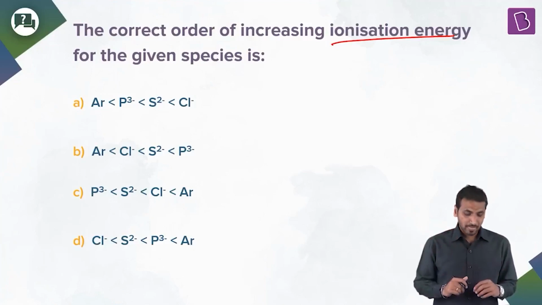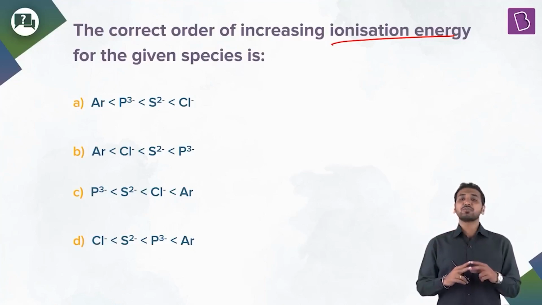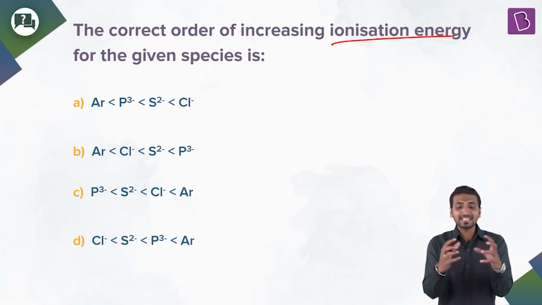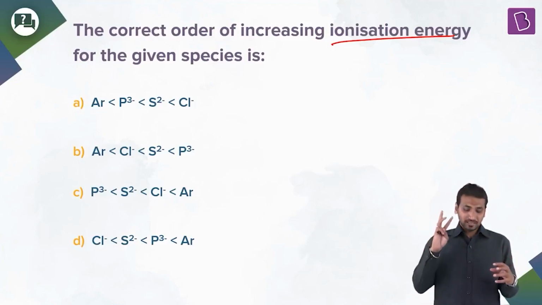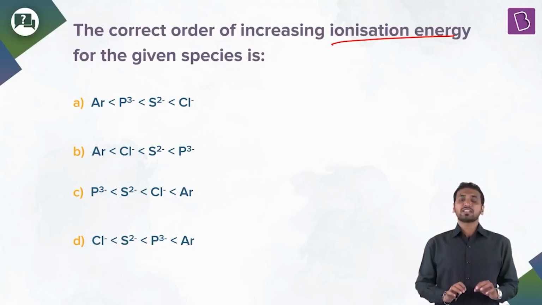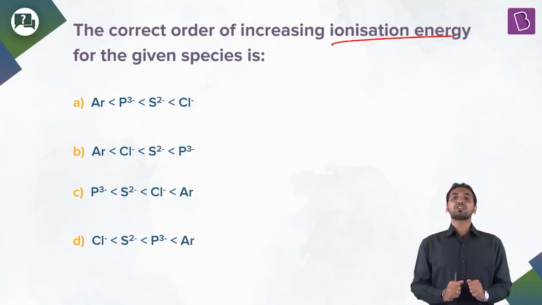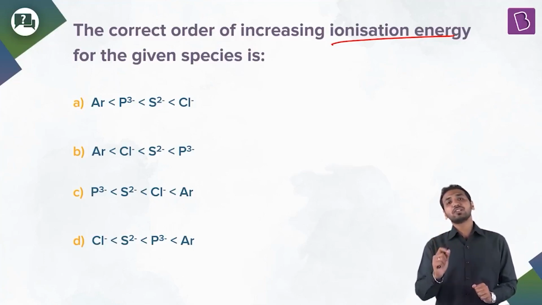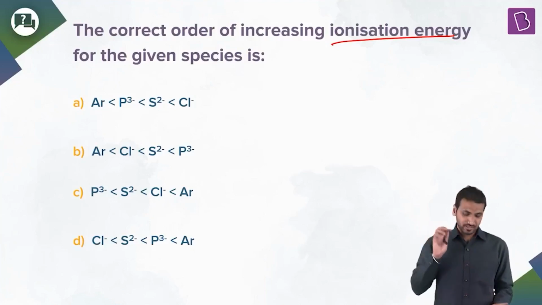This is one factor. Another factor is the inter-electronic repulsion. If there is high inter-electronic repulsion between the electrons, then the electron is going to eject out easily. The third and the most important factor is the nuclear pull. If nuclear pull is high on the outermost electron, it is going to be difficult to remove that electron.